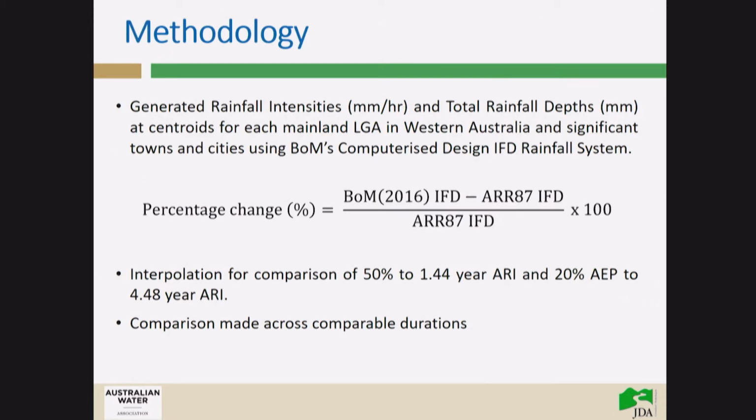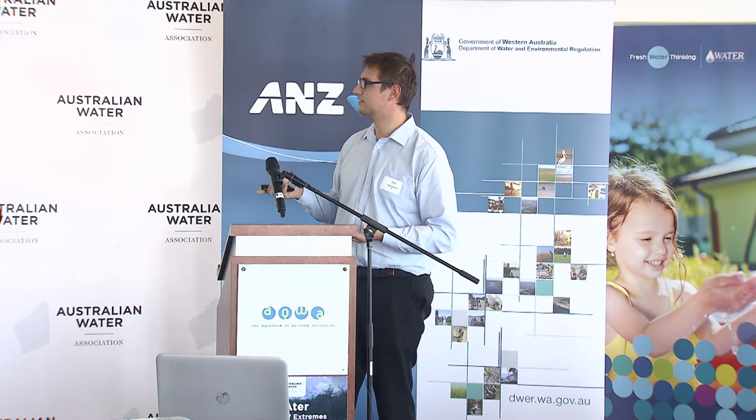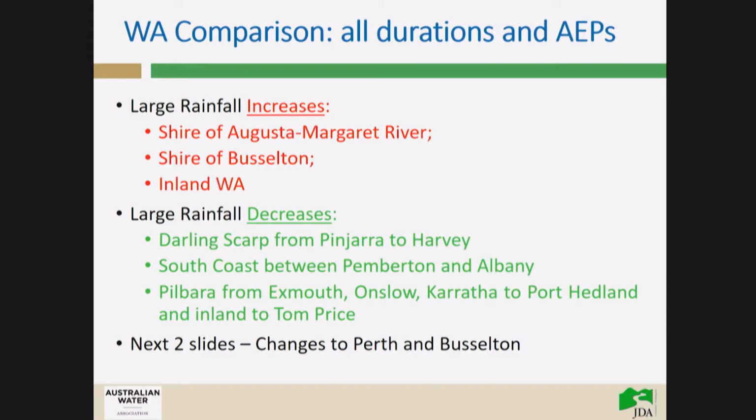Now, in the office, we did an analysis comparing what has happened between the 1987 IFDs and the 2016 IFDs. We've done this percentage change calculation for the centroid of each local government area in WA, plus some significant towns and cities, to see if there's any variation between their location and the centroid that we've taken. And what we're seeing through our WA-wide analysis is that in the design rainfalls, there are significant increases in the Shire of Busselton and in the Shire of Augusta Margaret River and inland WA. And we're seeing decreases along the Darling Scarp and along coastal regions predominantly.